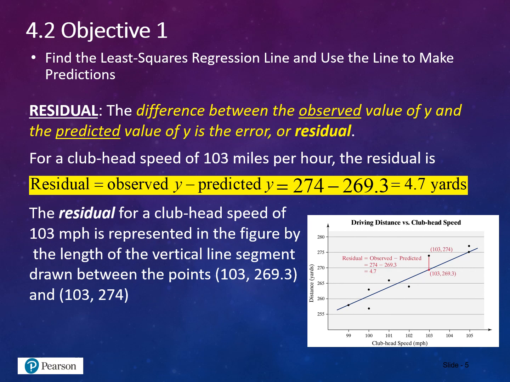The residual for a club speed of 103 miles per hour is presented in the figure by the length of the vertical line segment drawn between the points 103, 269.3, which is the predicted value on the line, and 103, 274, which was the actual observed. If we plugged 103 back into our linear equation, we would get this, and then we have this from our table of observed values.